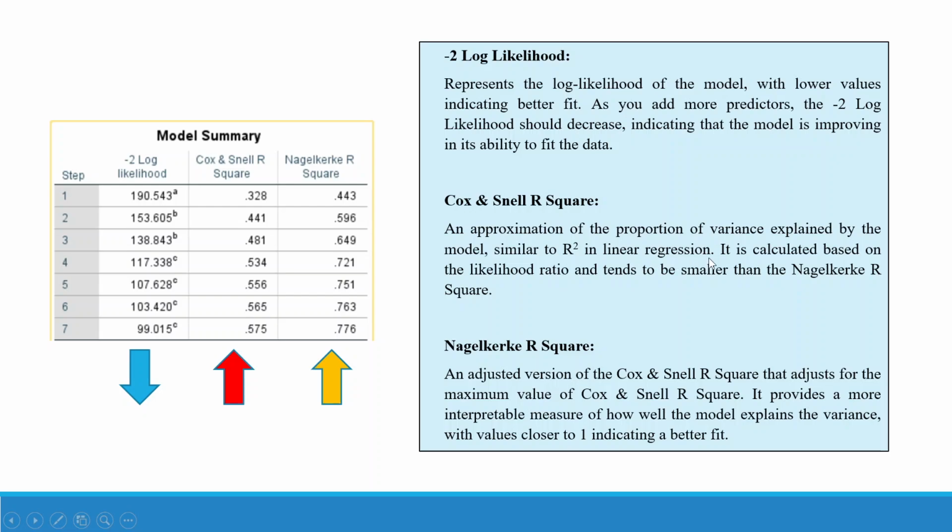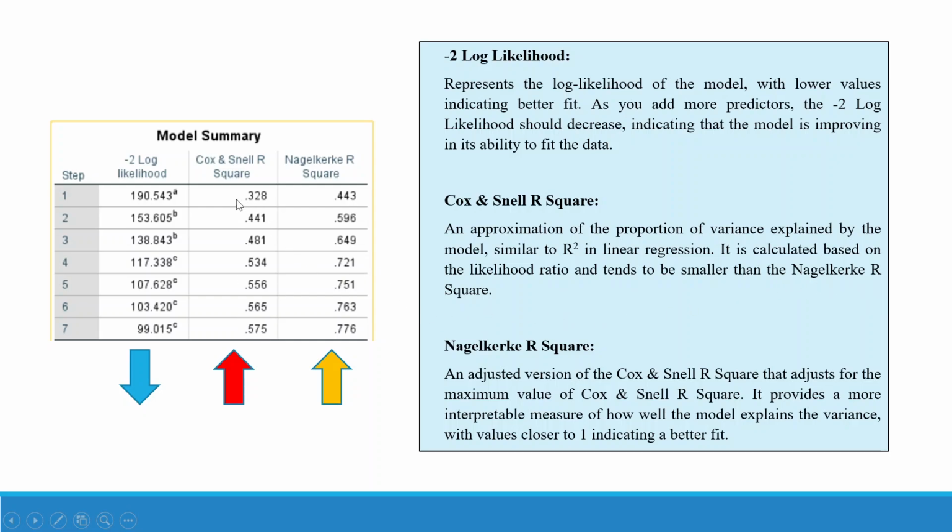Now, why can we not use R square here? Because Y is not continuous. Y is categorical. So instead of R square, we are using pseudo R square. It is calculated based on the likelihood ratio and tends to be smaller than the Nagelkerke R square.